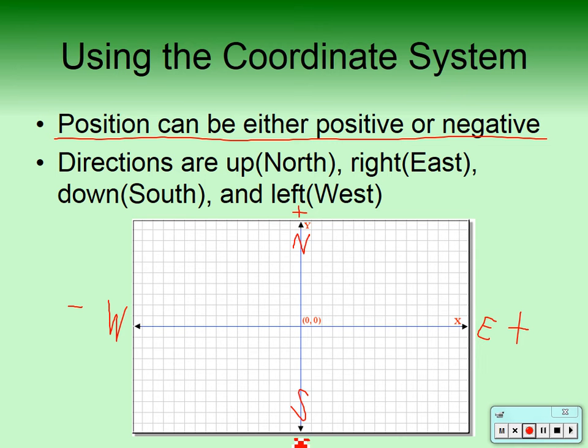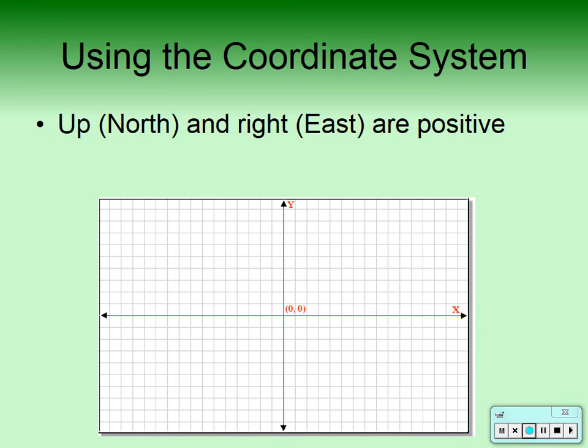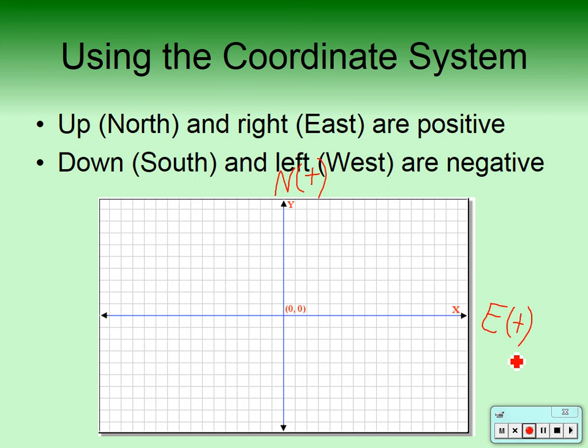So can I tell you which way something's going by positive or negative? Could I also say it's going to the right? Would that be positive or negative? Positive. If it's going to the left, it's negative. And so that's kind of how it works. A little bit new. We'll get used to it, though. Up to the north, and to the east, these are positive. If you go down, which is south, and left, which is west, we're talking about negative values. It's a negative position.